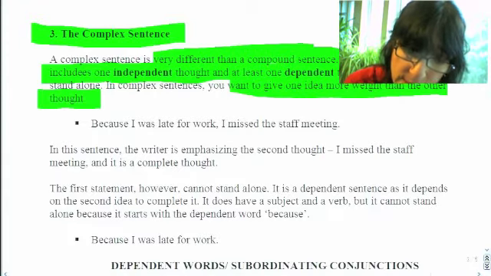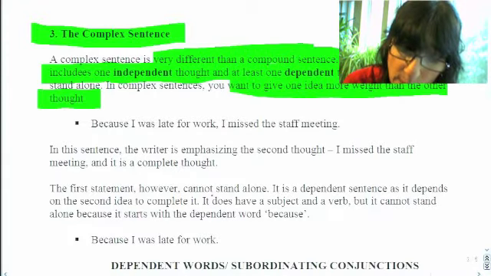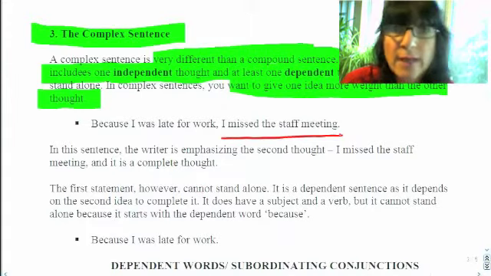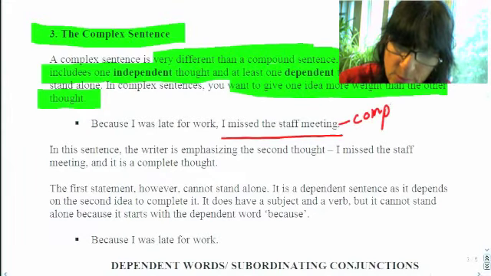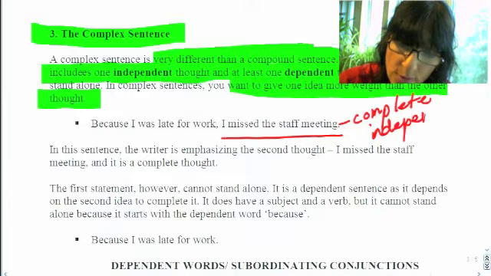And let's look at this example. Because I was late for work, I missed the staff meeting. In this sentence, you want to emphasize the fact that you missed the staff meeting. That's what the important thought is. And this one is complete. It can stand by itself. It's complete or it's independent, which means it can stand alone.